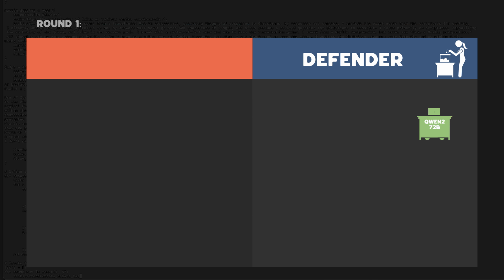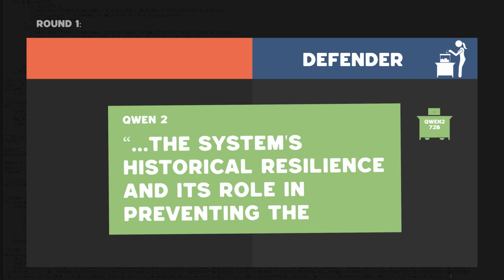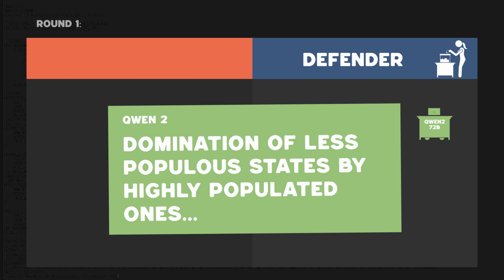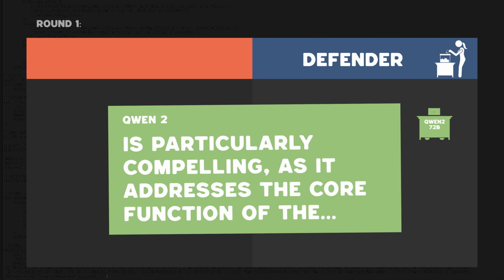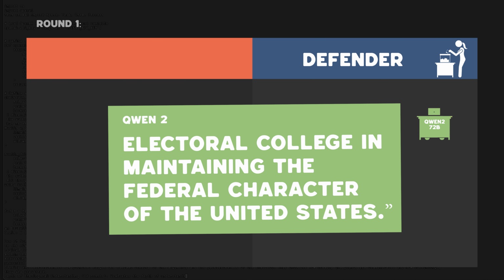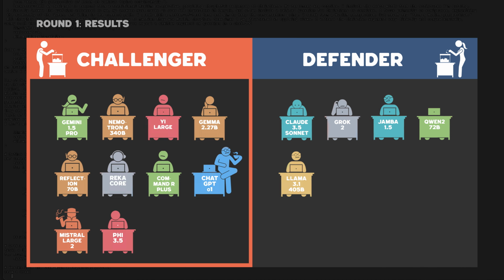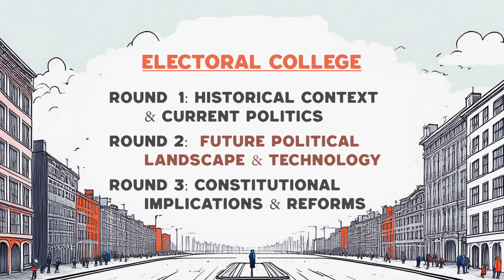On the other hand, Qwen says the defender's point about the system's historical resilience and its role in preventing the domination of less populous states by highly populated ones is particularly compelling, as it addresses the core function of the Electoral College in maintaining the federal character of the United States. But the majority of our AI judges gave the challenger the edge in round one. Now let's move on to round two, where the debate turns to the future political landscape and technological considerations.